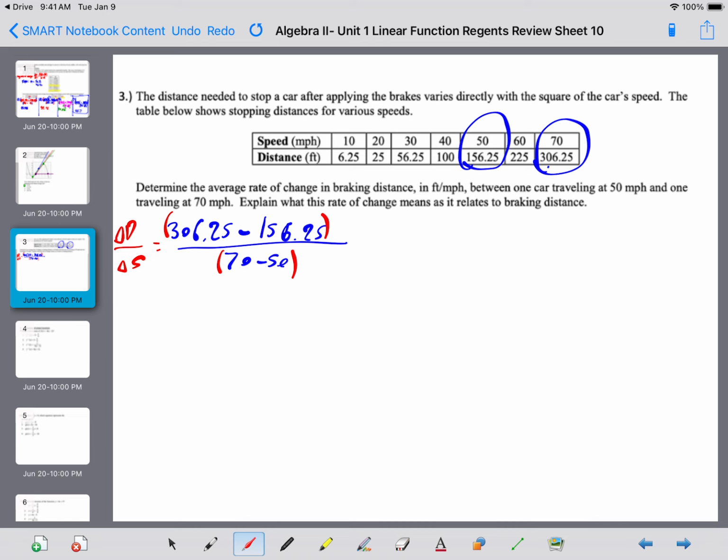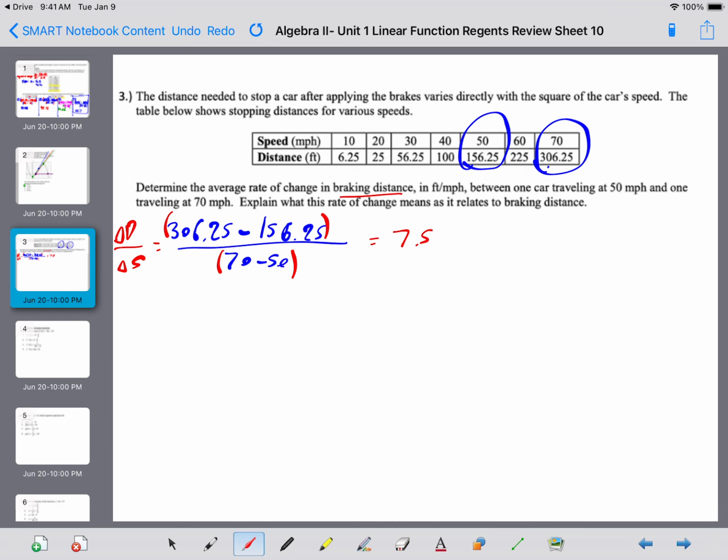This equals 7.5. So, the average rate of change in braking distance, feet per mile per hour, is 7.5. Explain what this rate of change means as it relates to braking distance.